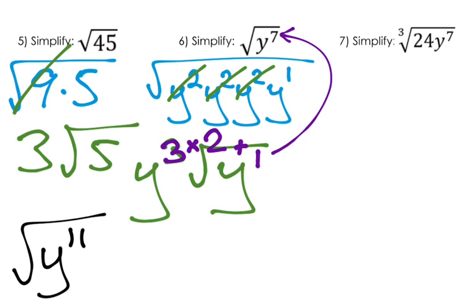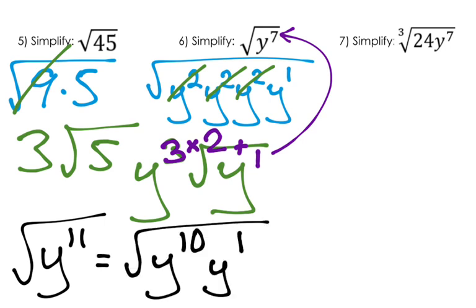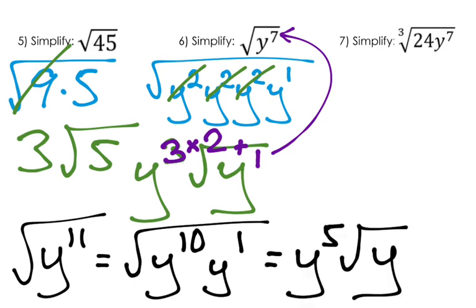The square root of y to the 11th power. You can think of that as y to the 10th times y to the first power. And then when you square root that, y to the 10th becomes y to the 5th. And then the y to the first power stays under the radical sign, and there you have it. All right, very quickly, number 7, and then we can wrap things up.